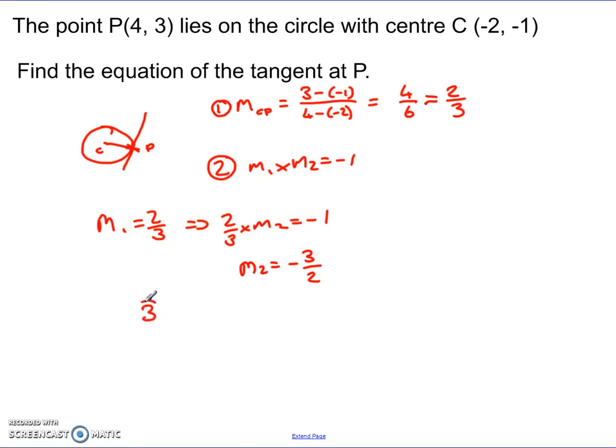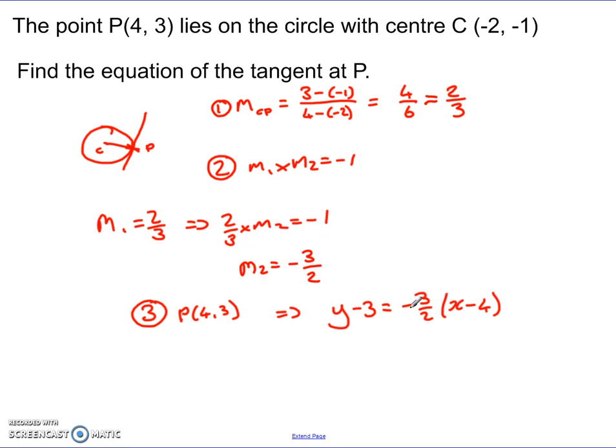So if we then go for step 3, we know we're going to use the point P at (4, 3) for our a and b. We can then plug all the data in. So we get y minus 3 equals -3/2 bracket x minus 4. It's now just a case of multiplying out and simplifying it down.